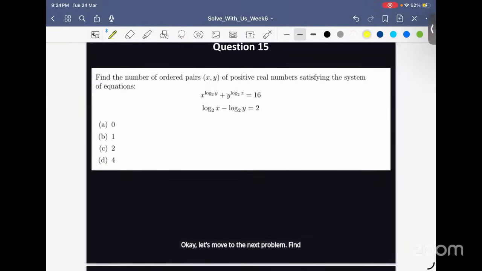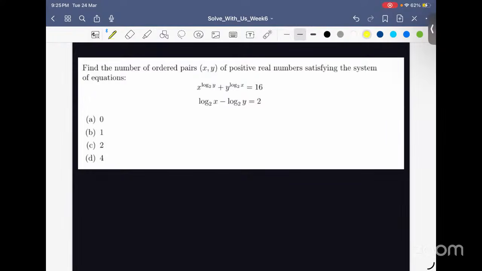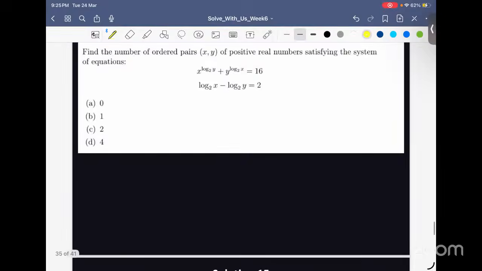Find the number of ordered pairs x, y of all positive real numbers satisfying this system of equations. This is a bit difficult problem. It will take some time to solve it. Okay, how can you solve? There are two equations that have been given to you, right? And you have to solve for x, y, right? Okay, let's try to solve this.